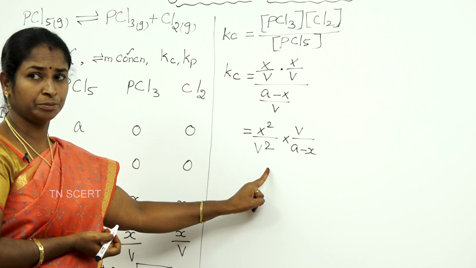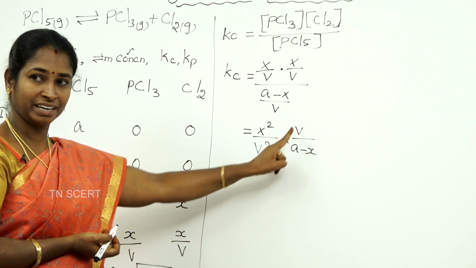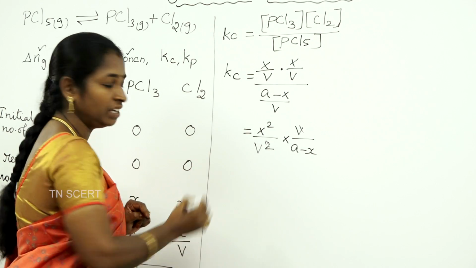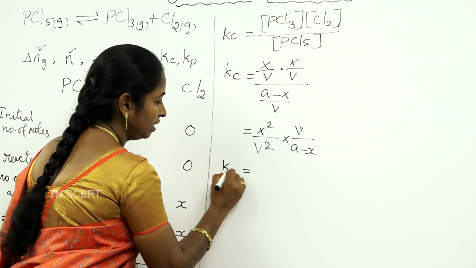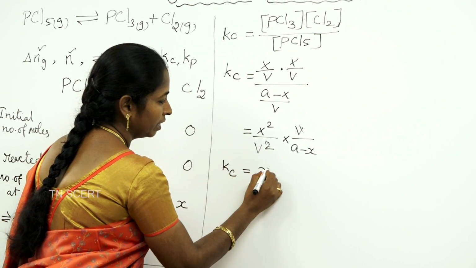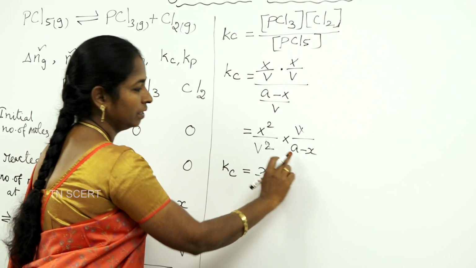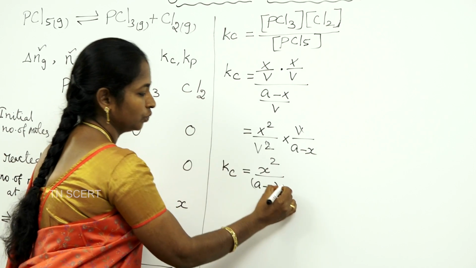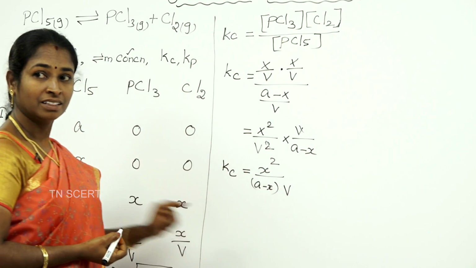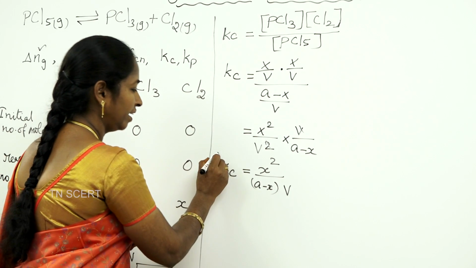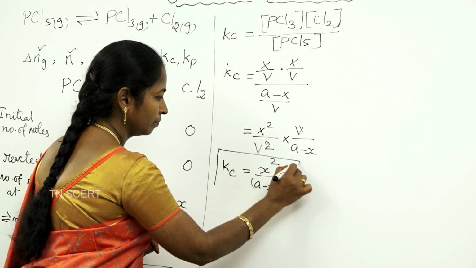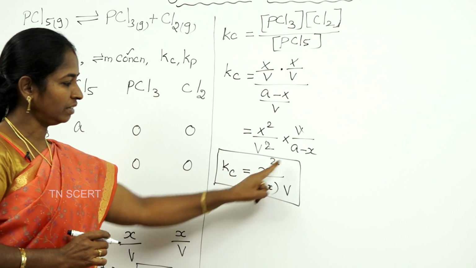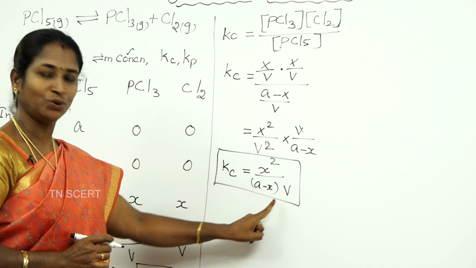Now, the next step you can calculate. V can be cancelled now. So, V square can be cancelled for this V. So, now Kc is equal to X square by A minus X into V. This is the expression for Kc. So, Kc is equal to X square by A minus X into V.